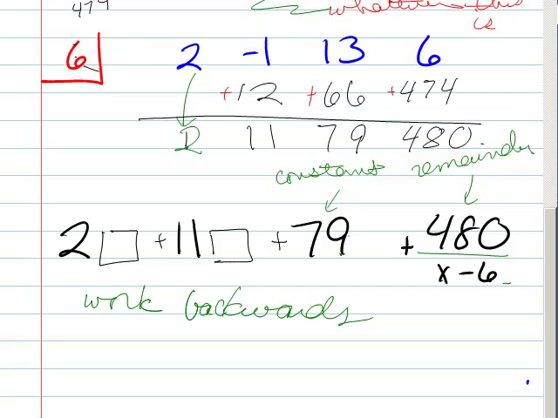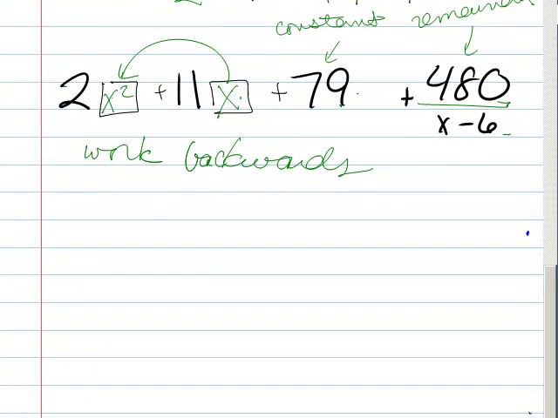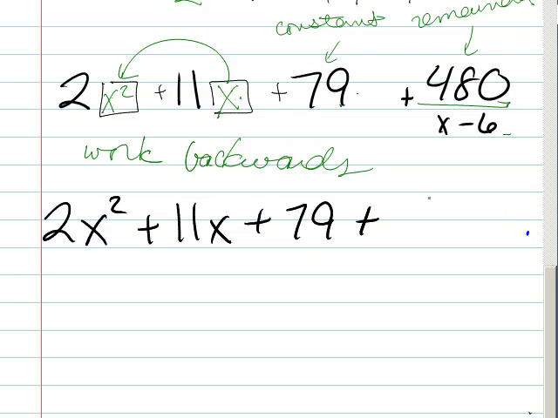This is our constant. So this has to be an x, and then this one has to be an x squared. Because we're always going to at least have a spot for a remainder. We'll always have a constant or a spot for one. And then each one of these represents an increasing order of x. So x squared, and if we had more, it'd be x cubed. So this way, now we can write out our solution, which is 2x squared plus 11x plus 79 plus 480 over x minus 6.